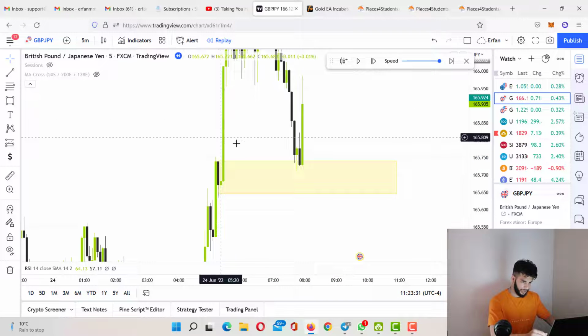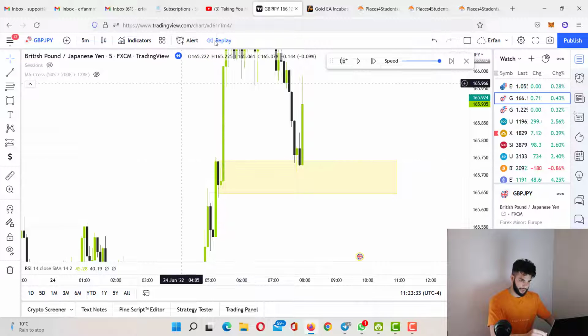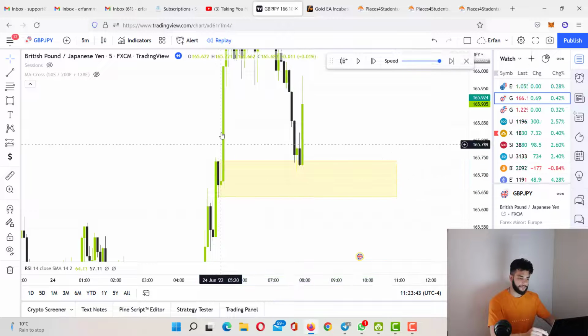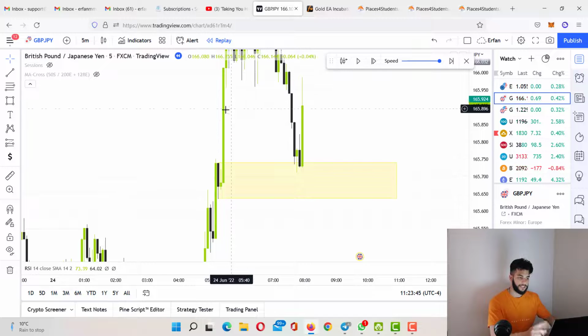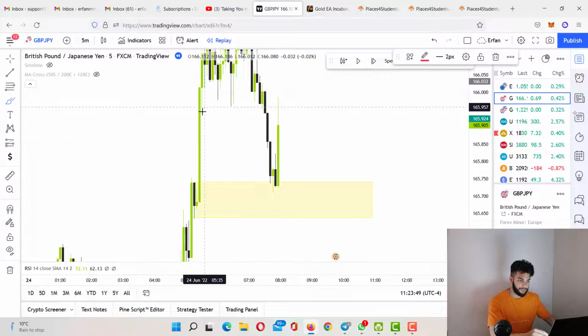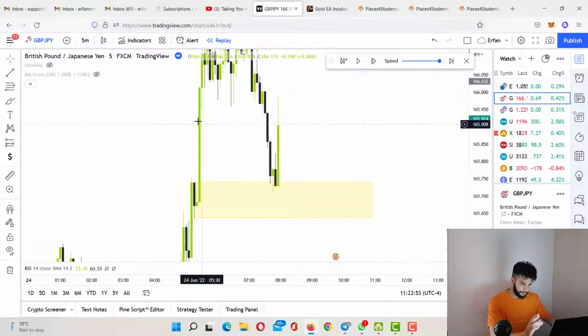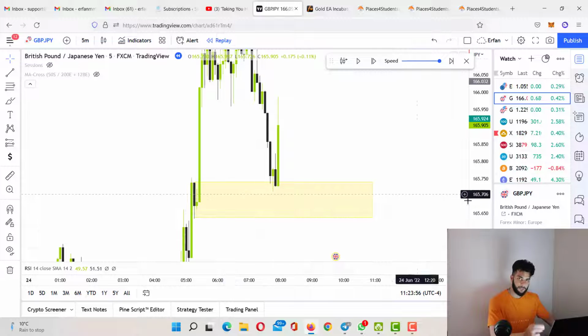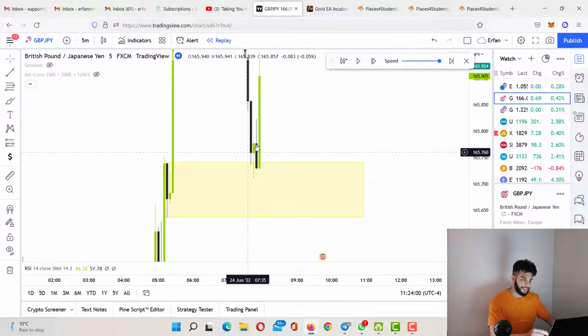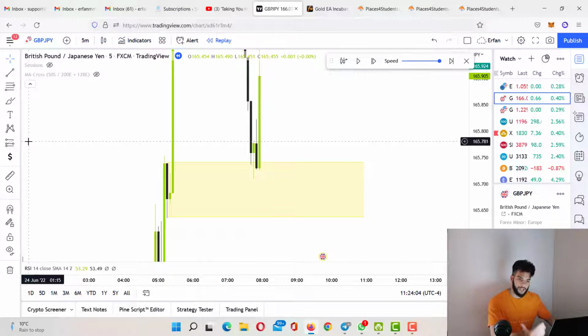So we have a high probability demand zone right here, and this is the first candle that got out of the zone, and the next candle after that never tapped into this zone. So that's why there's a gap between this candle and this zone right here. Okay, so this gap makes this zone a high probability demand zone, and this is the first candle, this is the second candle that actually gave us a confirmation to buy the market.